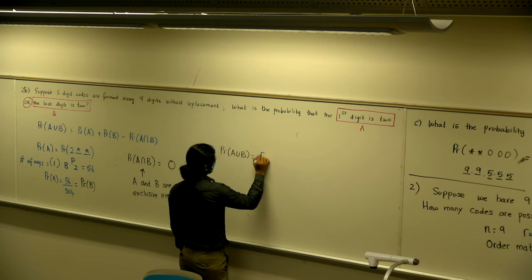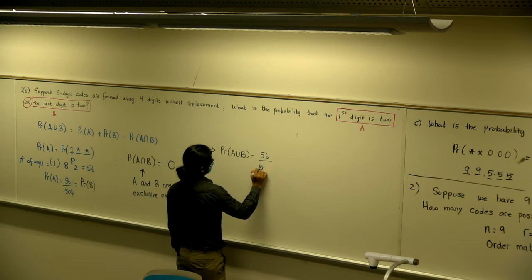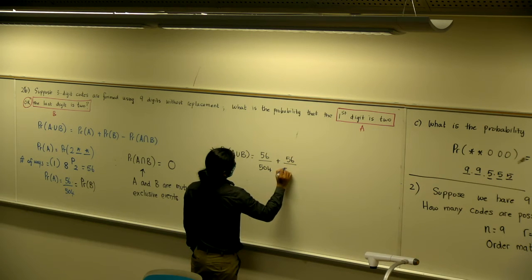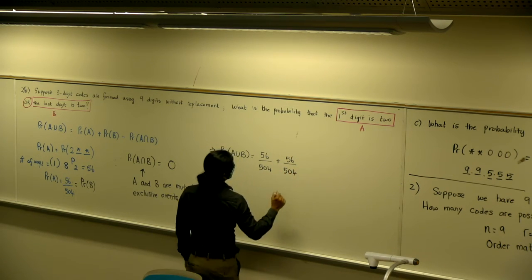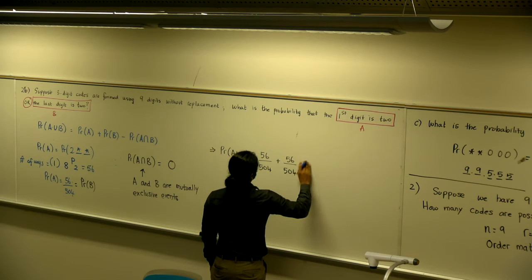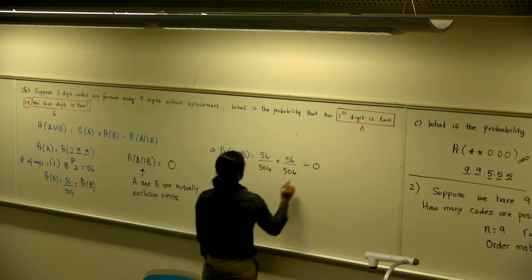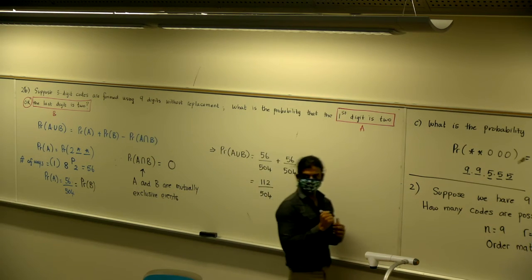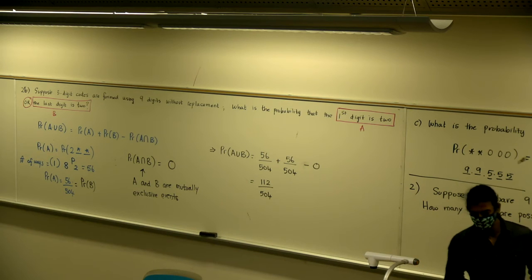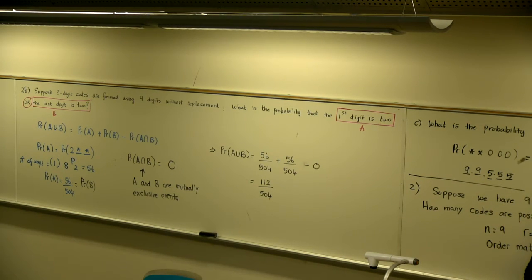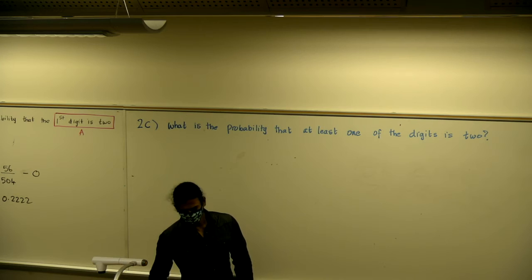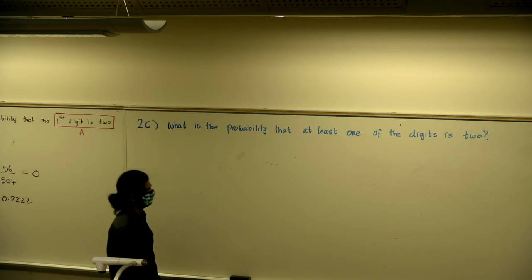So 56 over 504. So it is 112 divided by 504. 0.3 repeating.